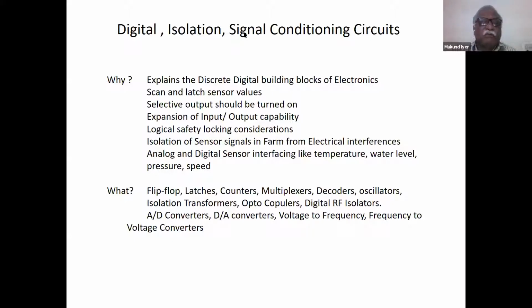Yes. Thank you. Well, after the brief introduction given by Dr. Syed about the basic electronics, the analog systems, and things like that, today we move into digital electronics, isolation, signal isolation, that is, and signal conditioning circuits.